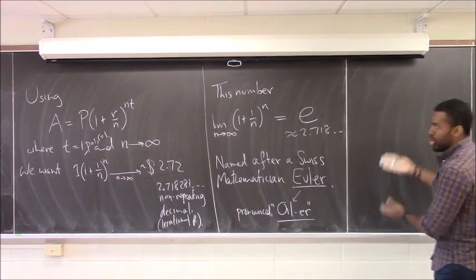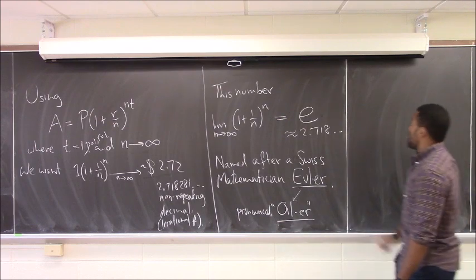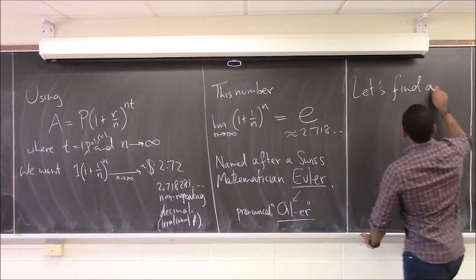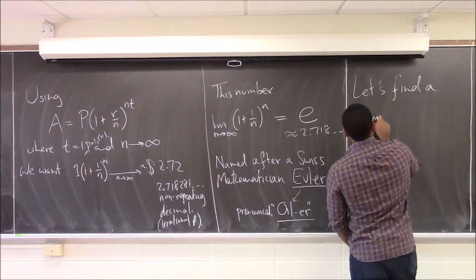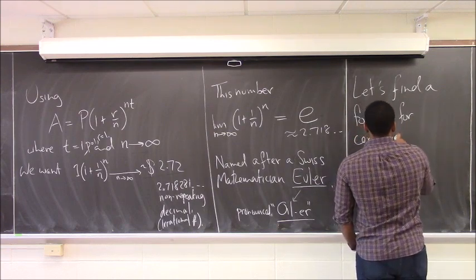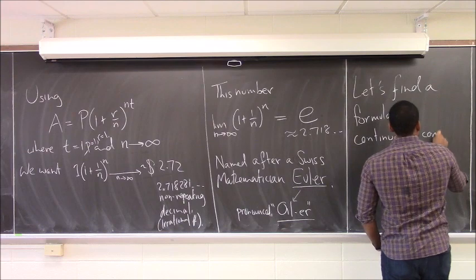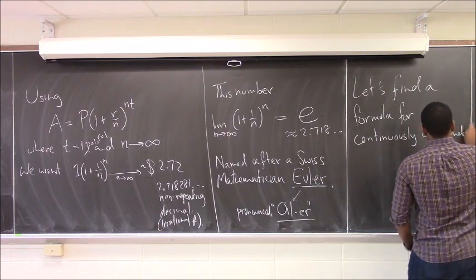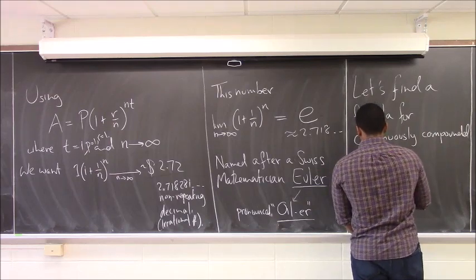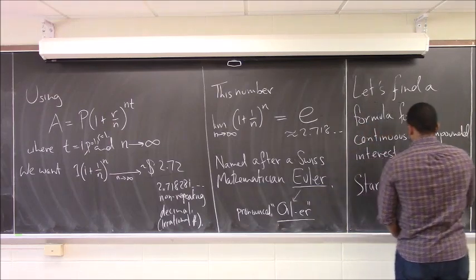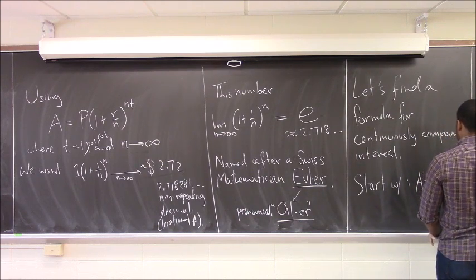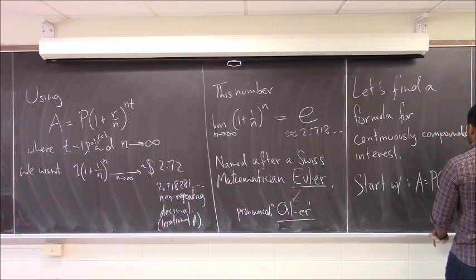Now I did that just to show you where this formula is going to come from. So let's find a formula for this idea. So regular compounded interest. So we're going to start with that. Start with A equals P times 1 plus R over N to the NT.